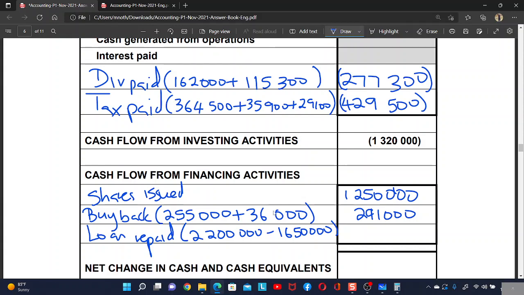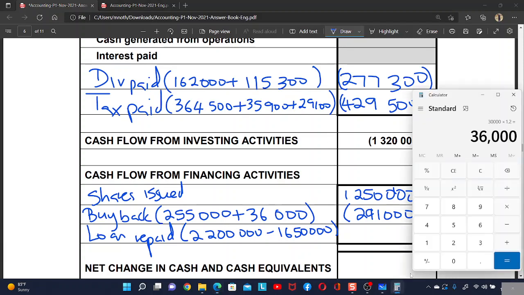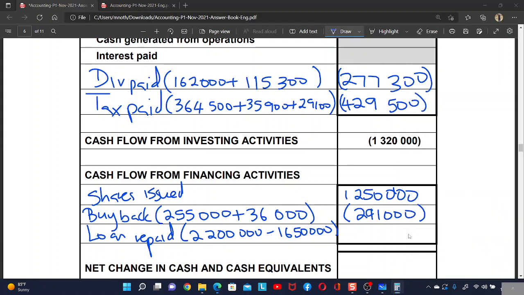So what is the answer? To show that the business was paying, there's an outflow of cash. You have to show this in brackets. So how much was paid here? Minus 1,650,000. So it's 550. So this is the money that we paid.